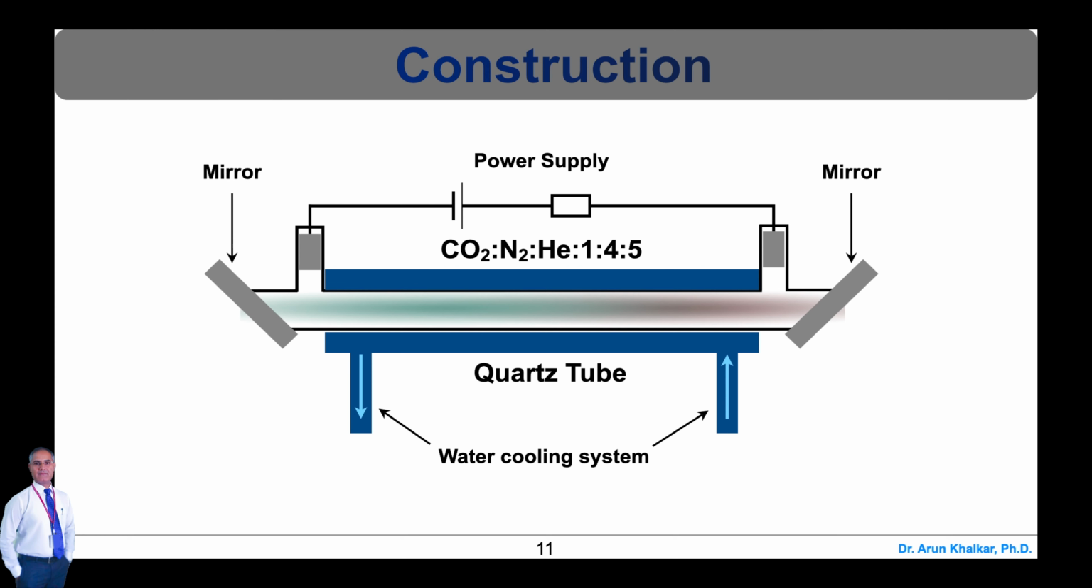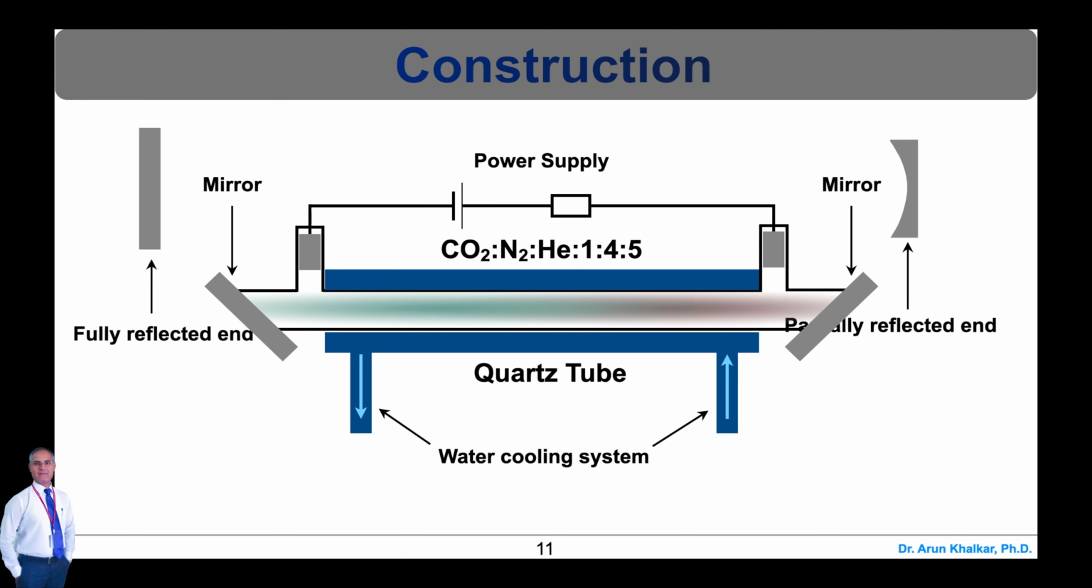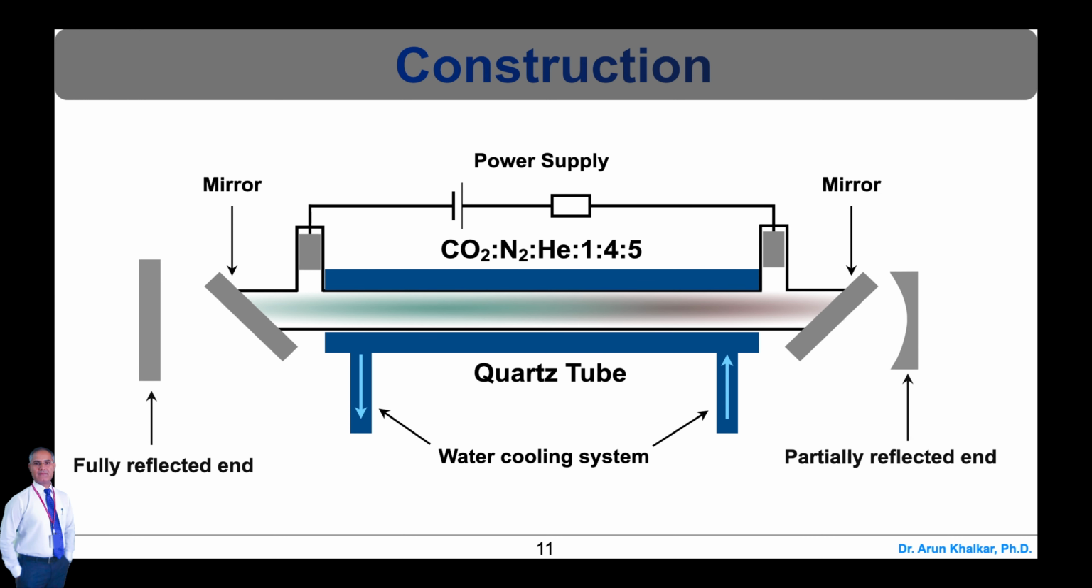The two mirrors arranged externally, one fully reflective and the other partially transmissive, form the optical resonator. The back and front ends of the quartz tube are fully reflective and partially reflective respectively to get the laser output. Atoms are excited by AC or DC electrical discharge. The CO2 molecules are the active centers, where N2 atoms help CO2 molecules in achieving population inversion.